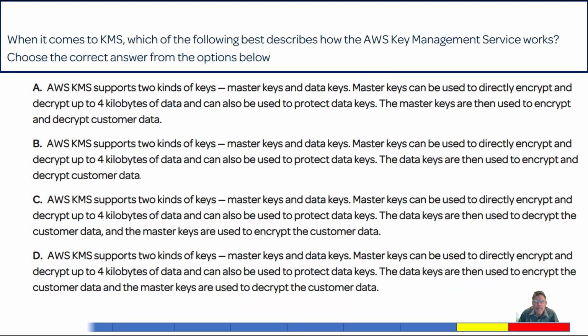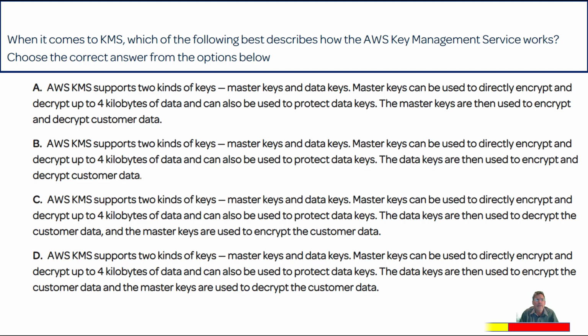When it comes to KMS, which of the following best describes how KMS works? Okay, so we're really going to look at master keys and data keys. One says we use master keys to encrypt and decrypt data, and customer master keys used to decrypt and encrypt. Master keys and data keys. Master keys used to encrypt and decrypt 4 kilobytes of data, which can be used to protect data keys. KMS, there's two types. Well, the answer is going to be that master keys decrypt data keys. So that's going to be option B. That's something to be familiar with.